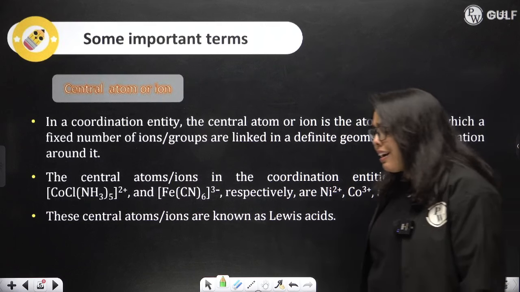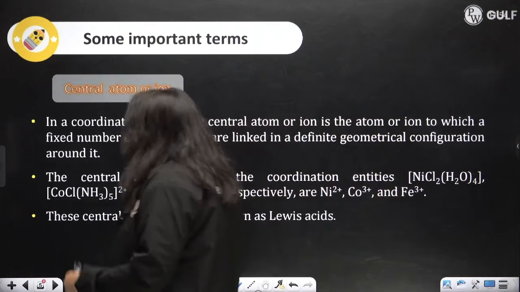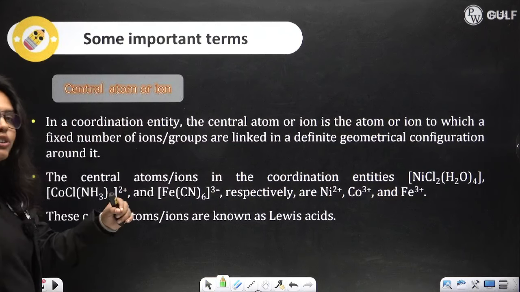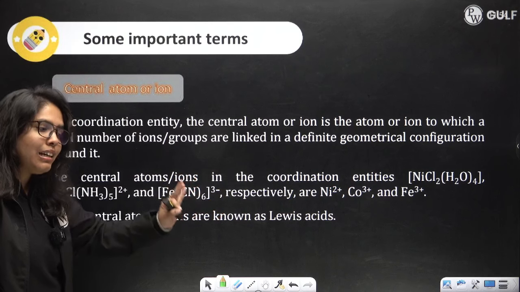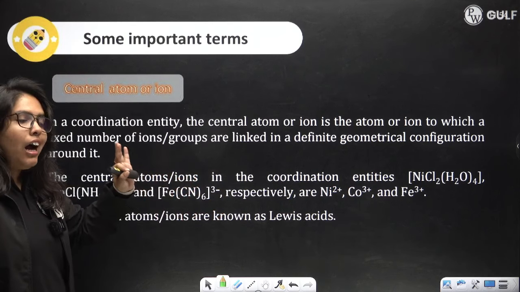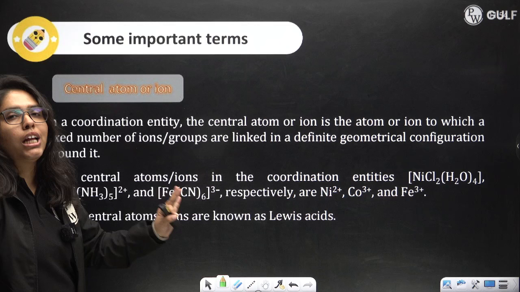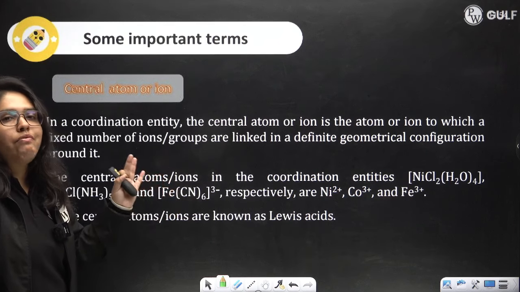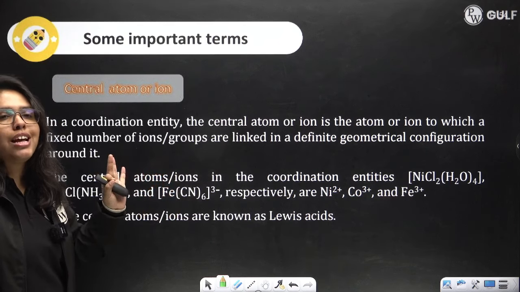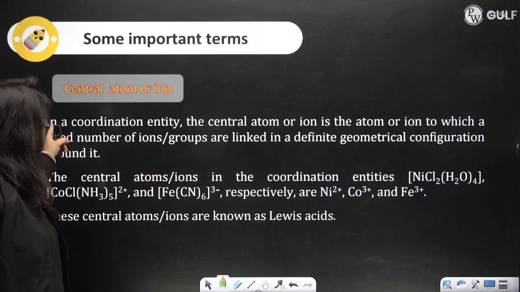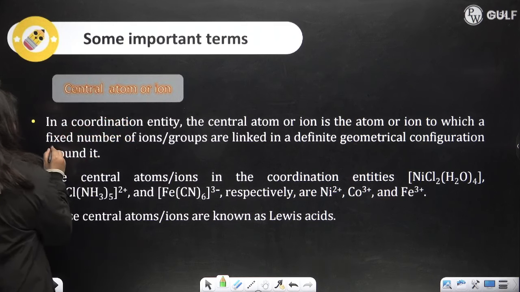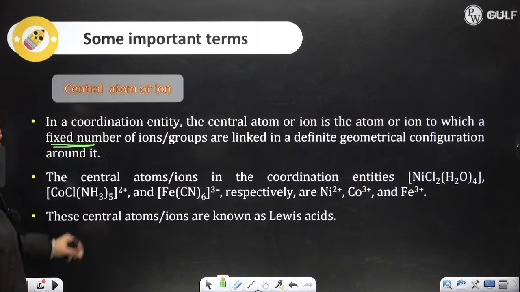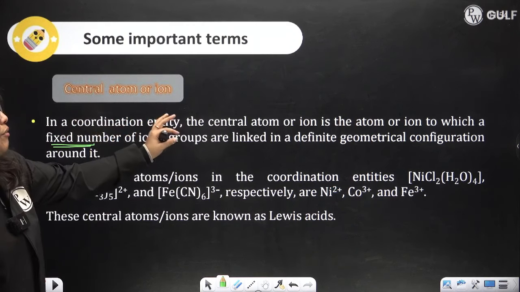Then what is the central atom, ma'am? So see, in a coordination entity, the central atom is always a metal. Around this particular metal, you will see that there are various ions or molecules present. So in a coordination entity, the central atom or ion is the atom or ion to which a fixed number of ions or groups are linked. What you need to keep in mind is fixed number.